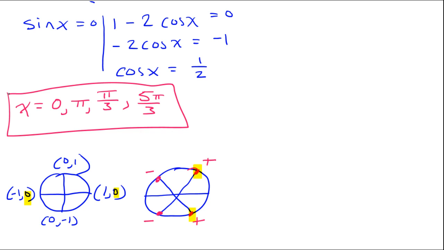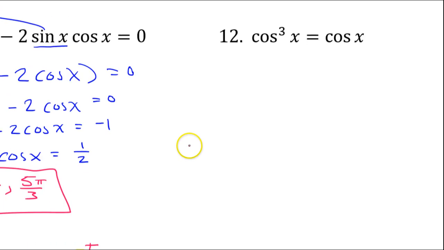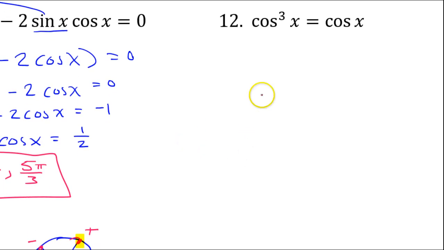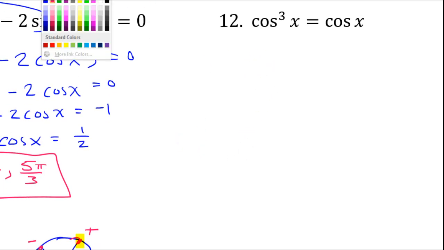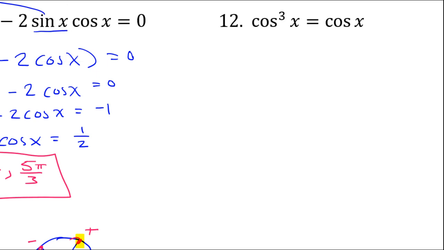Okay, let's do one more problem on this video, and then we will call it a day. What you cannot do is divide both sides by cosine. You can never, ever, ever divide by a trig function, so put it out of your mind. What I will do is subtract cosine from both sides, getting 0 on one side.